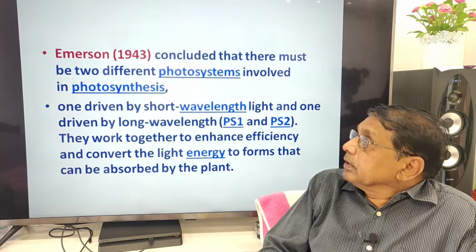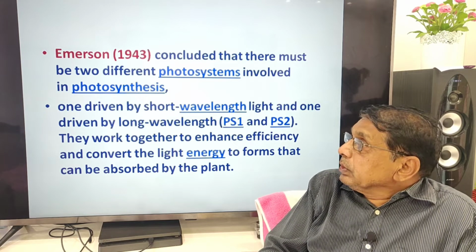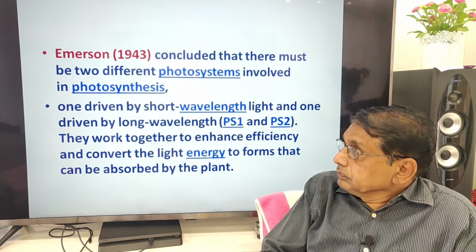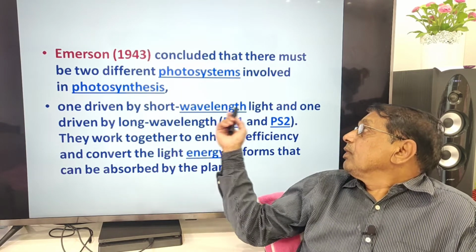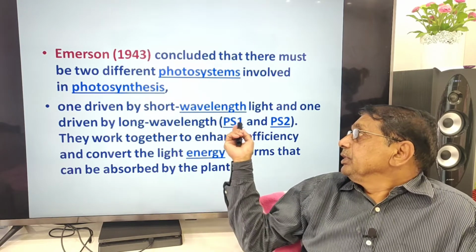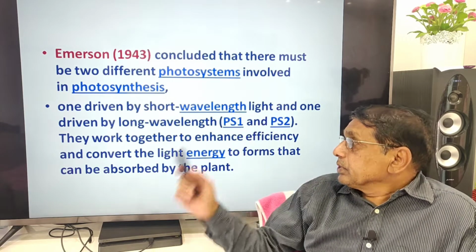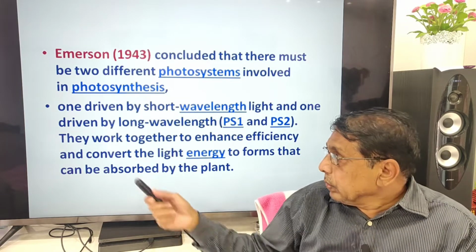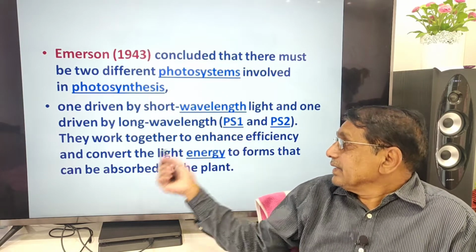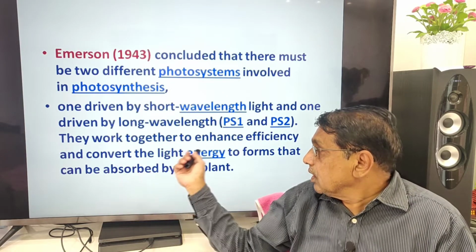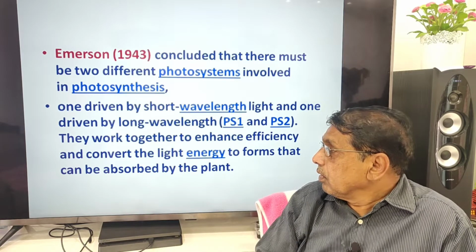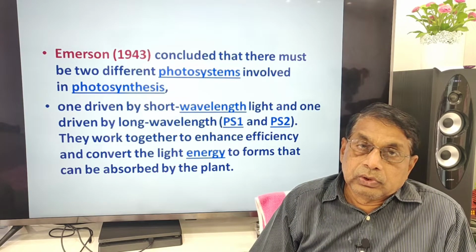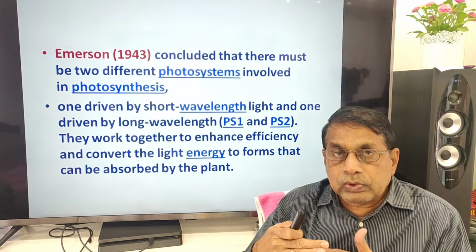Emerson in 1943 concluded that there must be two different photosystems involved in photosynthesis. One driven by short wavelength light, PS1, another PS2, long wavelength light. But they work together to enhance the efficiency and convert the light energy into chemical energy absorbed by the plant. So there must be two photosystems.